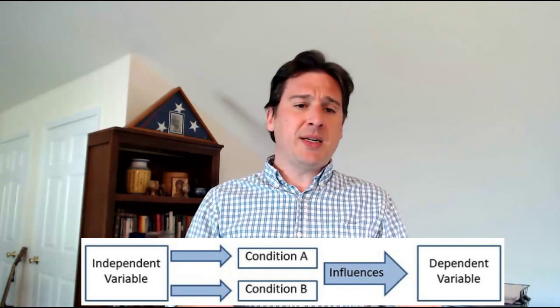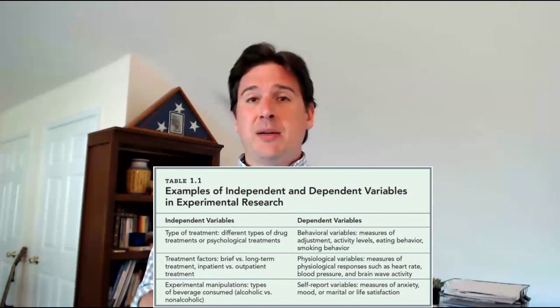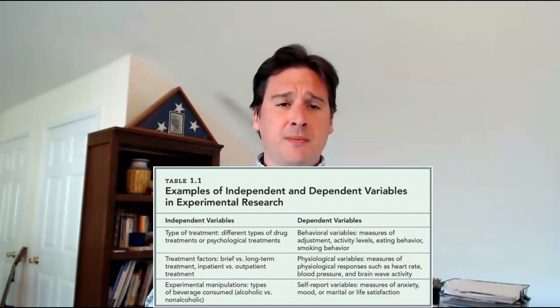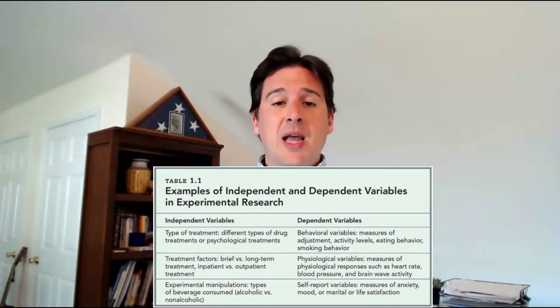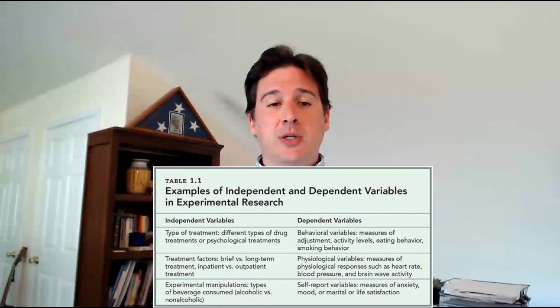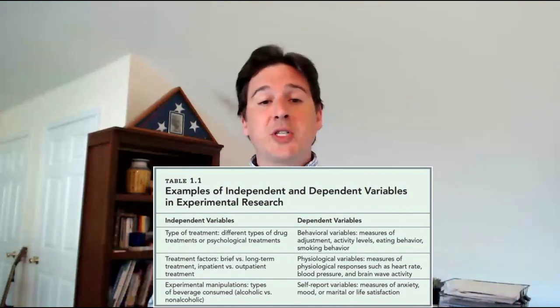Examples of independent and dependent variables in experiments can vary, and I've provided an example for this on your screen here. For example, we might change the type of information, either organized or random, given to participants to see what effect this might have on the amount of information that they remember. In this particular example, the type of information is the independent variable because it changes. And the amount of information remembered is the dependent variable because it's being measured.